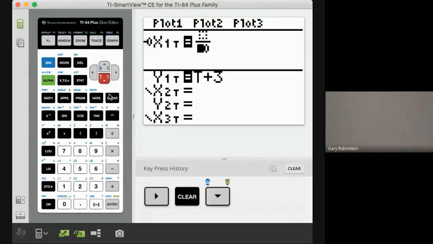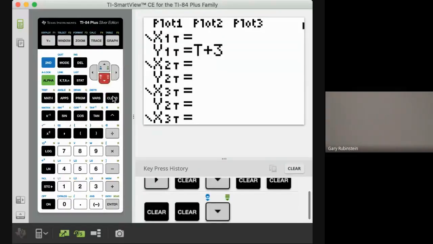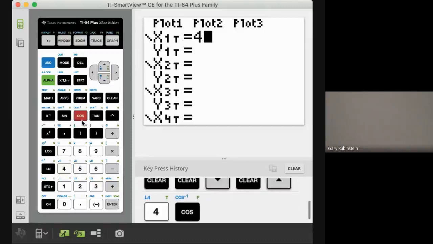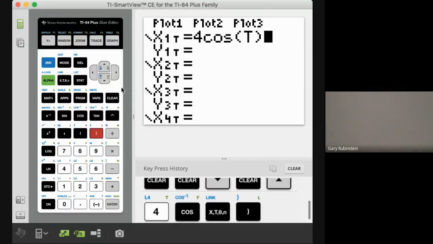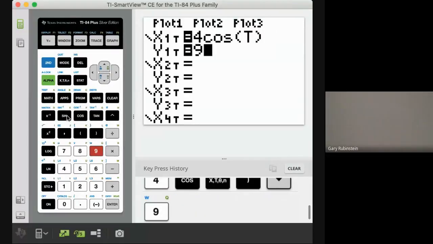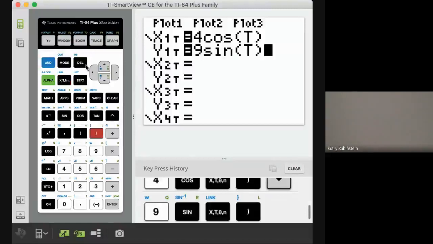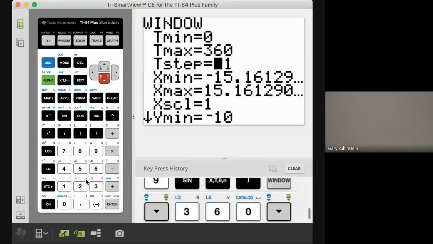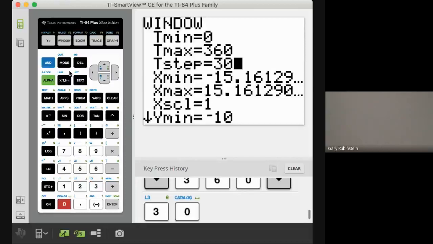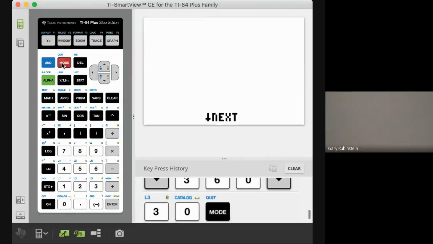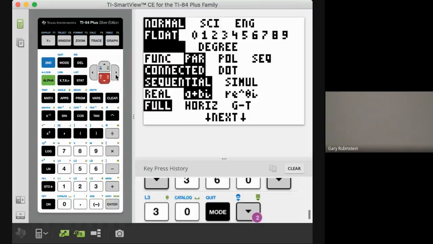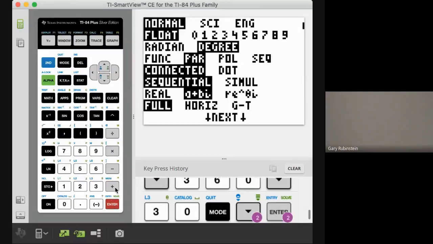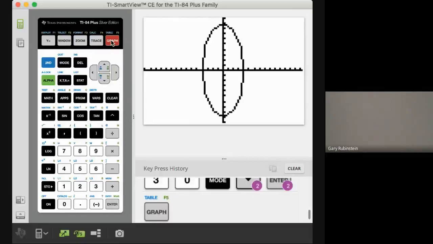If I clear out this and this, and I change this to 4 cosine t, and 9 sine t. And let me make the window. I just want t to go from 0 to 360. I'll make my t step like 30 degrees. I better make sure that I am in degree mode, which I'm not. And when I graph, you will see, as expected, nice ellipse.